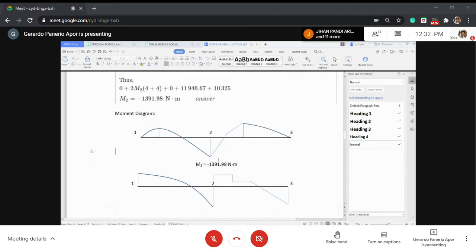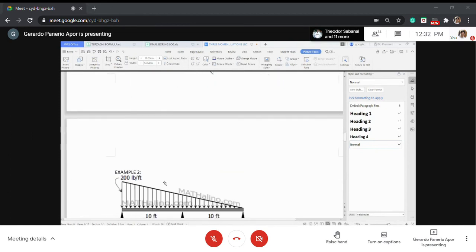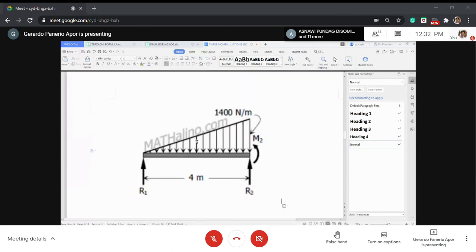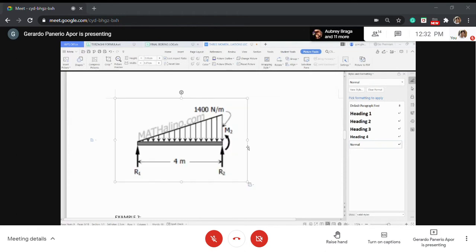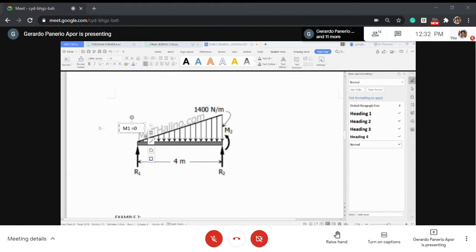Okay, so to determine the shear diagram, we will copy this. Control C, I will paste it here. So take note that this is the diagram actually, the diagram of the first object, no? So in one here, okay, in one here, I will insert a text box. M1 is zero, and that's what I told you kanina, we predetermined this already.